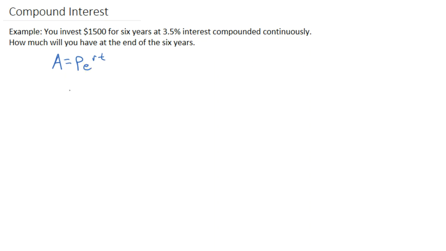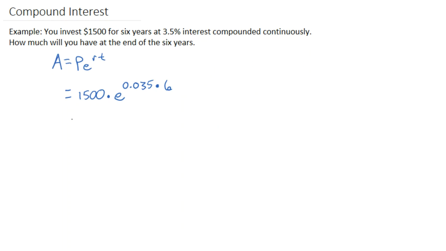So plugging our values in, we get our principal is 1,500 times e. Our rate is 3.5%, but again, we need to change that to its decimal expression. So we're going to divide it by 100. It's going to be 0.035. And then we're going to times that by the number of years we're going to invest. So that's going to be times 6. Notice there's no n in this formula because n is the number of times it compounds per year, and this is just compounding continuously, not a number of times per year.